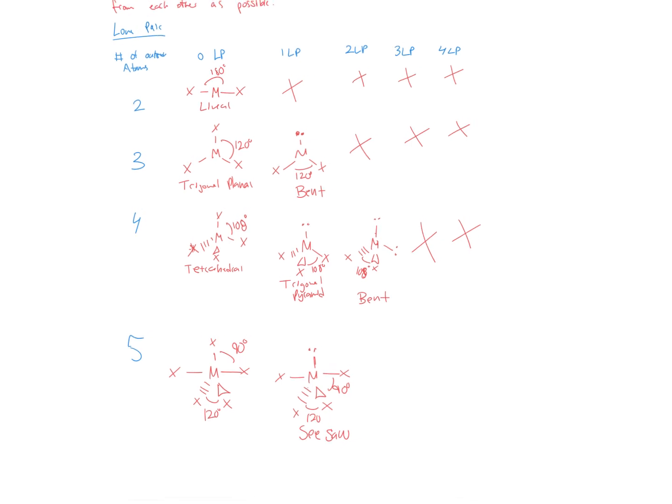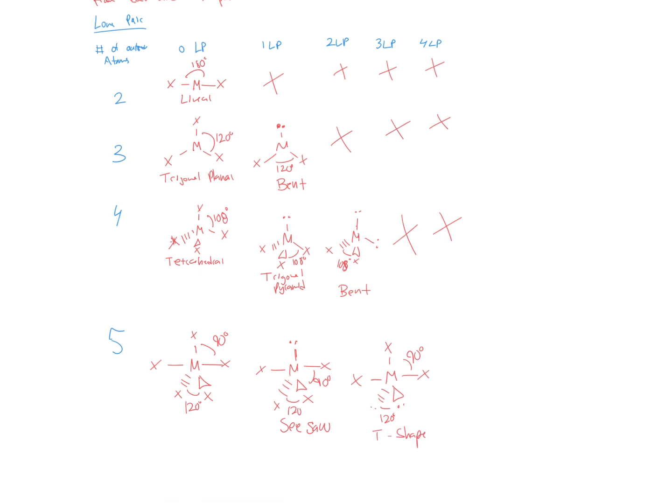We can go to 2 lone pairs. For this one, we'll have M in the middle. We'll have X up top, X on the side, and X on the other side. And because we have 2 lone pairs now, those end up on the wedge and dash, because that's as far away from each other as possible, whereas these are all 90 degrees. We call this a T-shape. That's in the case of 2 lone pairs.